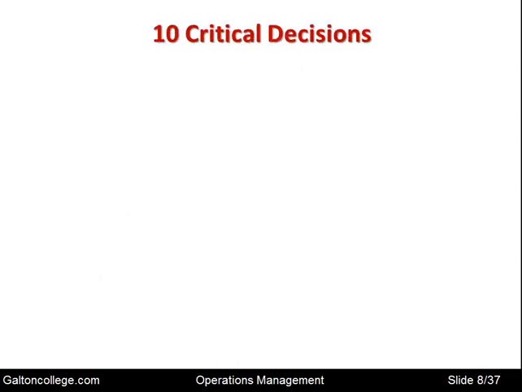So we can think of 10 critical decisions. Operations management may be involved with looking at the product design or the service design. Is it realistic? Could the service design or the product design be improved to make it better for the customer, but at the same time perhaps easier to produce, more logical, more streamlined?